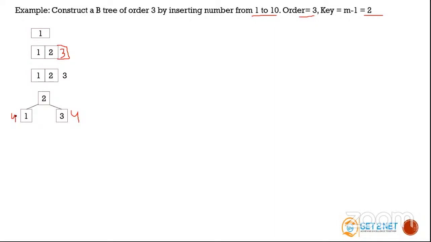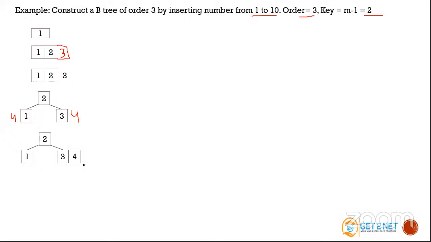Why will it be in the left side, Priyanka? Because, see, it is a binary search tree. 4 is greater than 2. Obviously, it will be in the right side. It cannot be in the left side because 4 is greater than 2. We are using a binary search tree here, right? So 4 is greater than 2. That's why we will insert it in the right side.